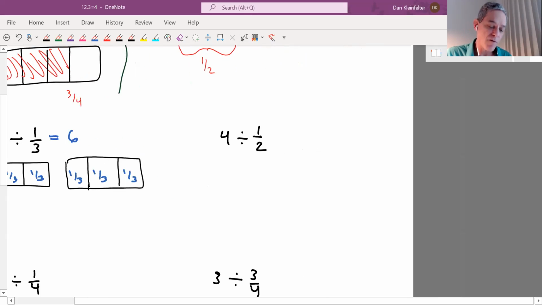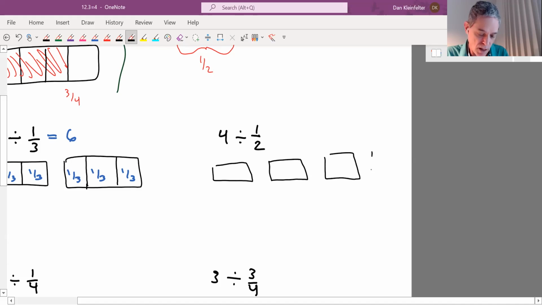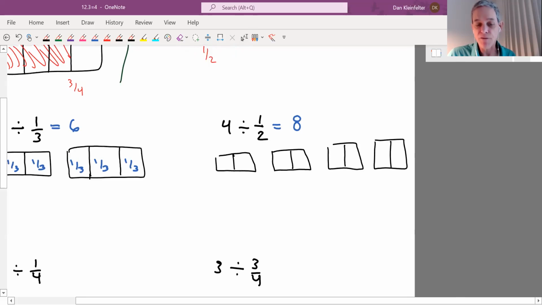Okay, now before I do the next one, I want you to think about how many 1/2s there will be in 4. So this is going to take a little time. I need to draw out 4 wholes, and they're going to be in halves. How many halves are there? Well, if there's 4 wholes and each one is going to give us 2 halves, 4 times 2 gives 8. There are 8 halves in 4.